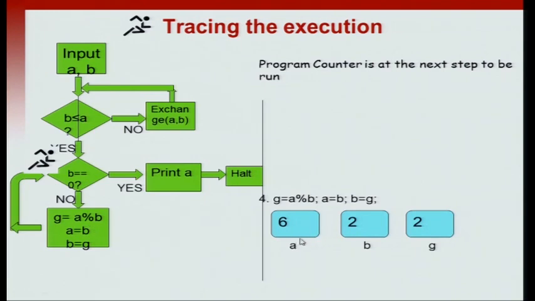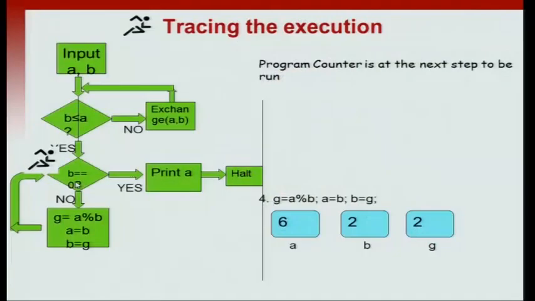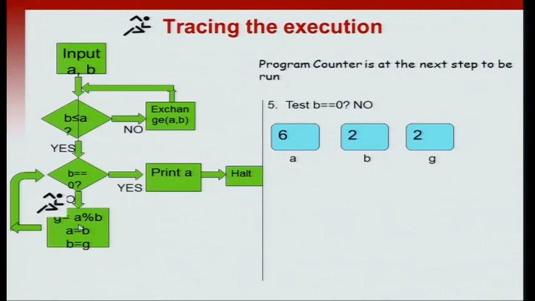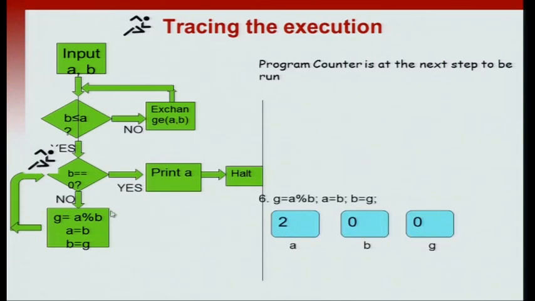So, you will end up with A is now 6, B is 2 and G is 2. Okay. You again come back to the decision and test whether B is 0 or not. B is not 0. So, you go back into the body of the loop again. So, you have G to be A modulo B. So, 6 modulo 2 should be 0, and then you do A equal to B and B equal to G, you will have A equal to 2, B equal to 0 and G equal to 0.